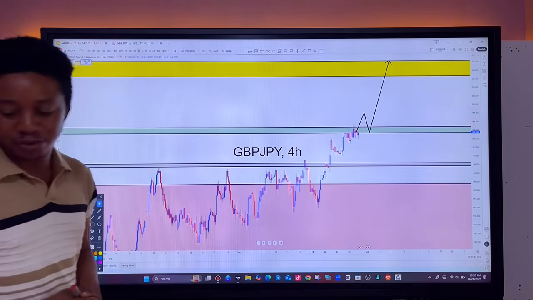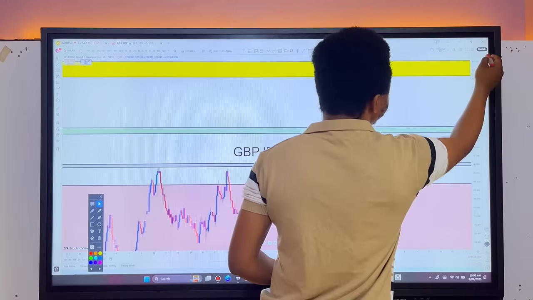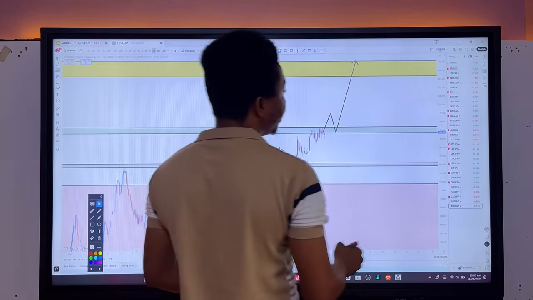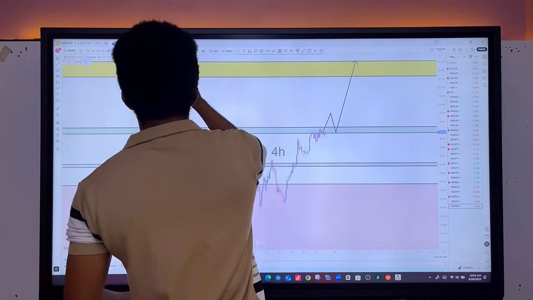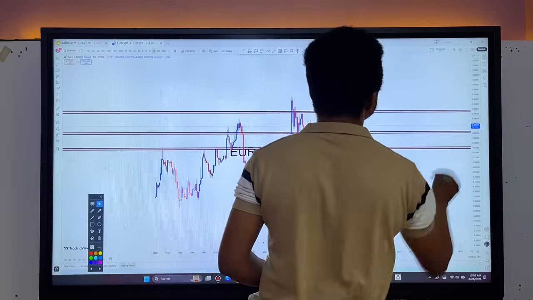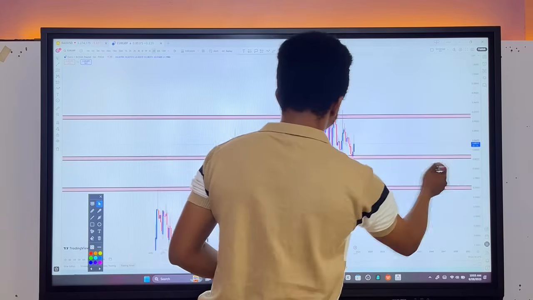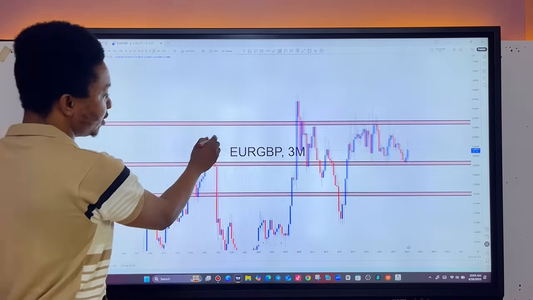The next pair on our list is going to be Euro/GBP. Let's go to Euro/GBP. Alright, so for Euro/GBP, we are also going to begin the analysis on the 3-month time frame. The 3-month time frame of Euro/GBP. Now, Euro/GBP is very, very interesting. Let's look at it.